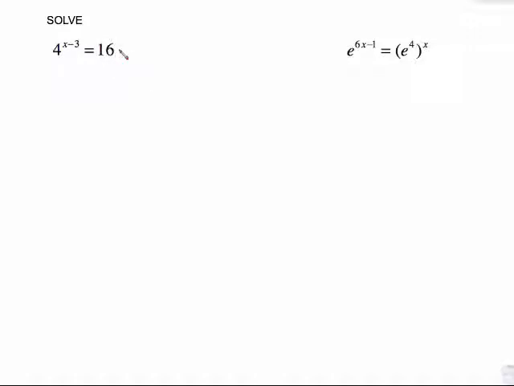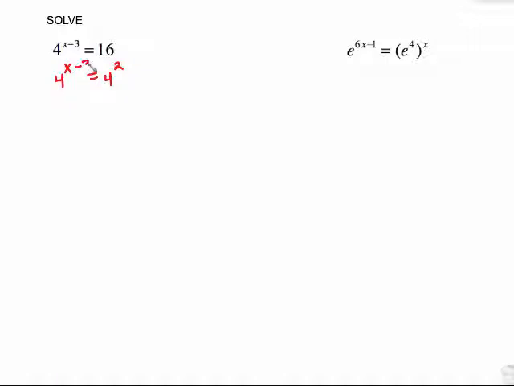So these are exponential equations, and one way to solve an exponential equation is to get a common base. It's very easy to get a common base here if you recognize that 4 squared equals 16. So I can write this as 4 squared. This stays 4 to the x minus 3.